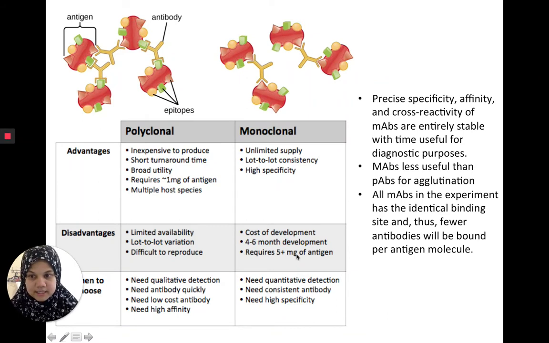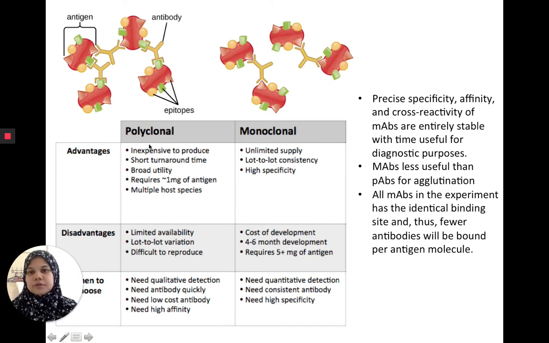It needs more antigen, and you'll usually use a monoclonal if you really want high specificity, and if you want to detect something quantitatively, because you know you're only detecting one epitope of that antigen.